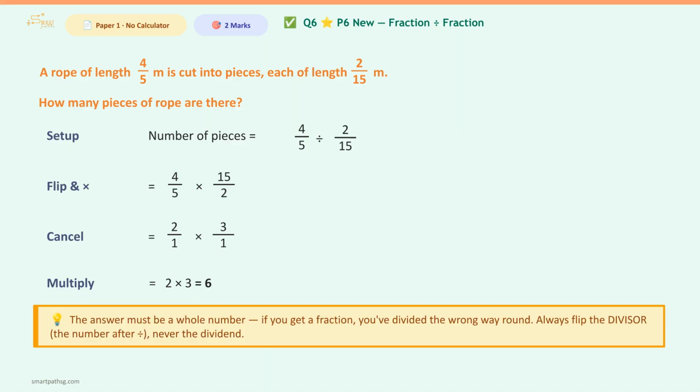Sense check. Since we are counting the number of pieces, the answer must be a whole number. If you end up with a fraction, you have made a mistake. The correct answer is 6 pieces of rope.